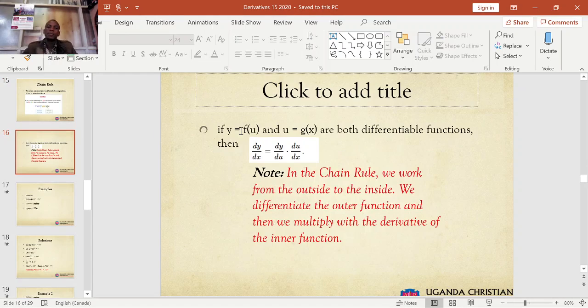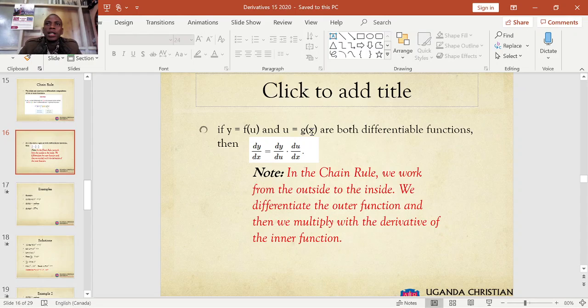So you have this example: y is a function of u and u is a function of x. Hope you're seeing that chain. Y is a function of u, but u is a function of x. We are trying to differentiate y with respect to x, and you're going to have dy/du, the derivative of the outer function, times the derivative of the inner function. I repeat, y is a function of u, but u is a function of x.